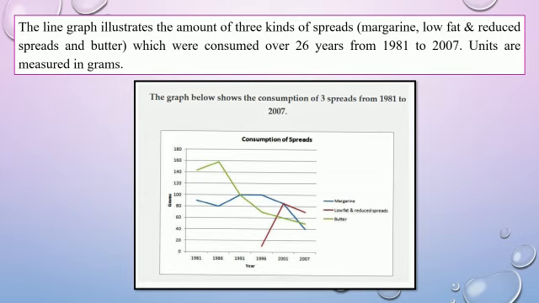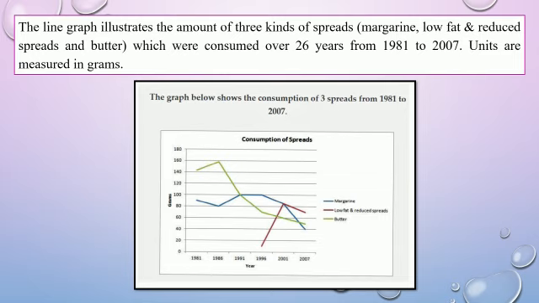The line graph illustrates the amount of three kinds of spreads: margarine, low fat and reduced spreads, and butter, which were consumed over 26 years from 1981 to 2007. Units are measured in grams.